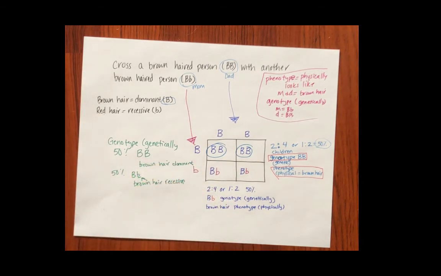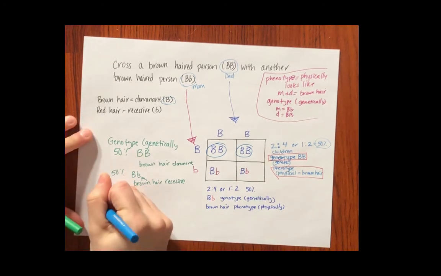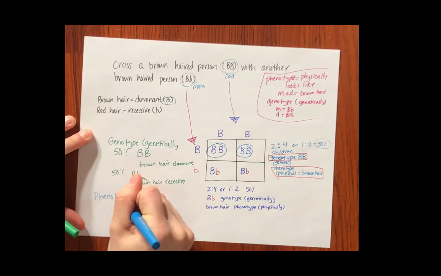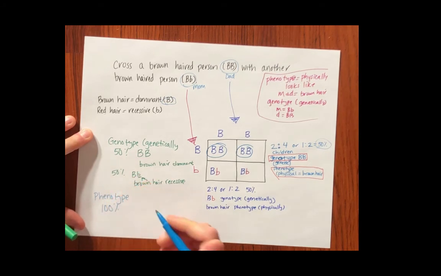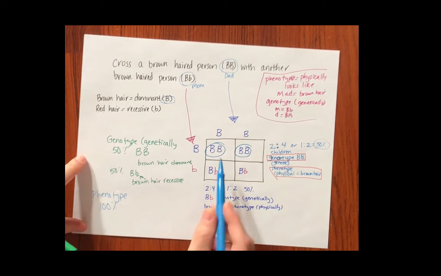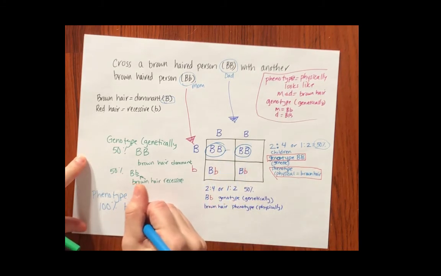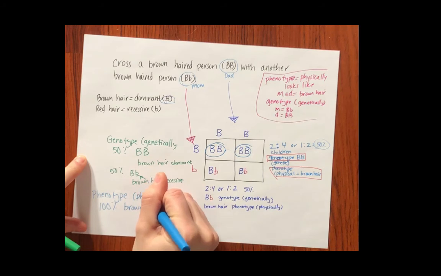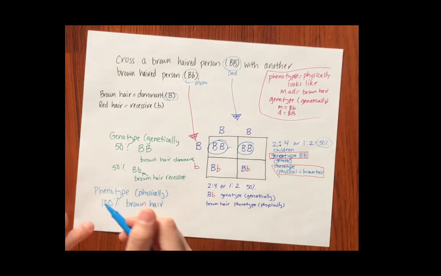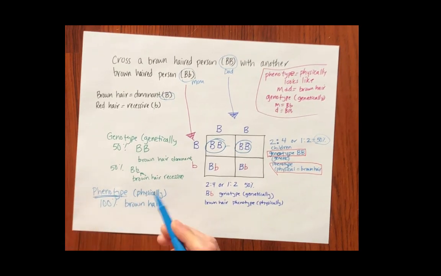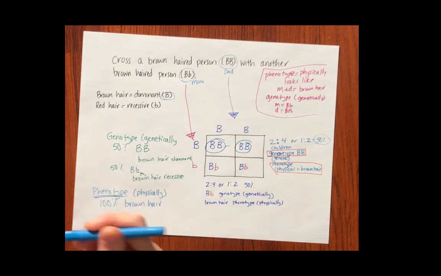But if you're looking at their phenotype, if we're talking about all of their kids, their phenotype is going to be 100%. So 100% of them are going to show that they have brown hair. That's what they physically look like, because they've all got that dominant gene. They're all going to look like they have brown hair. However, half of them are going to carry the recessive. So later on, 50% of them could have a kid with red hair, but they're all going to show that they have brown hair right now.